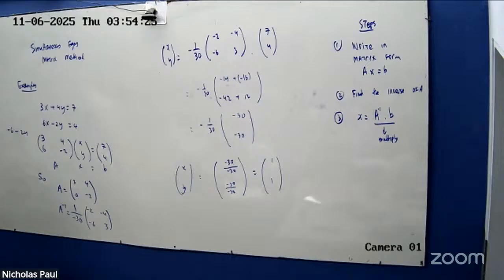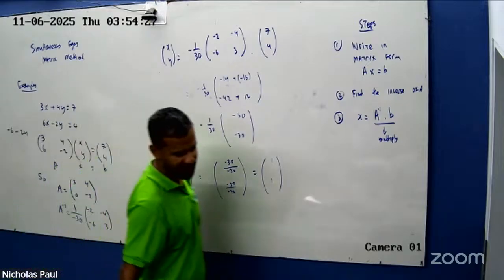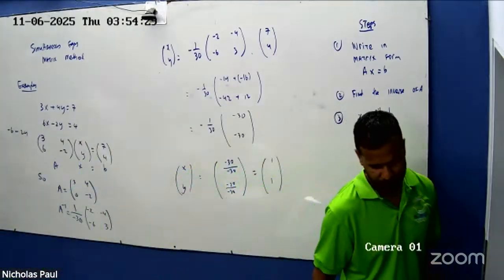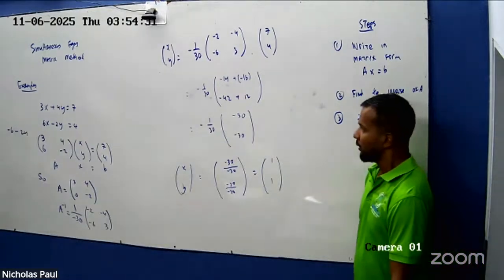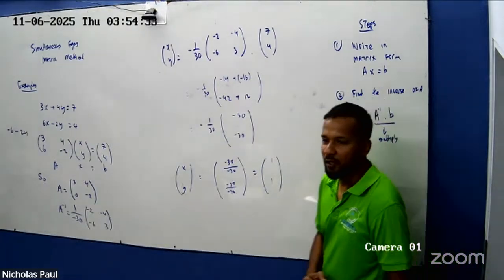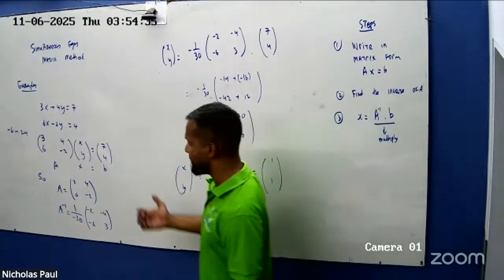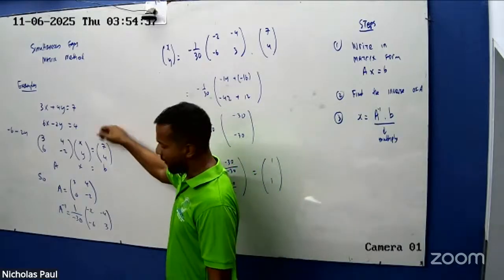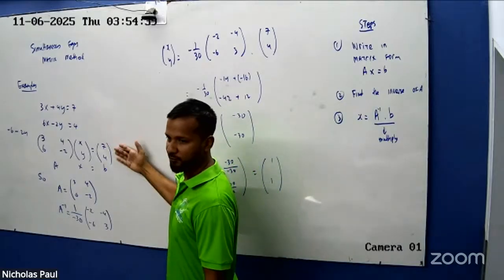Right, so I know it looks longer than a normal method, but when you have a large amount of equations to solve, like about 20 equations with 20 variables, this is what the computer uses. It uses this technique.